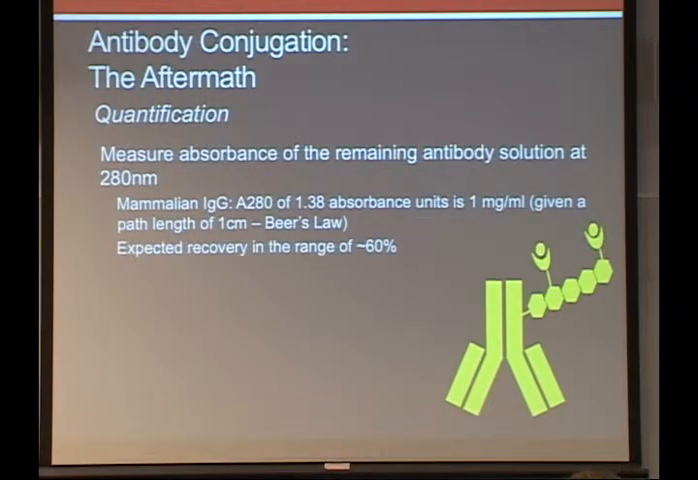Well, we generally like to quantify it to determine what concentration we have and what our yield was. So we do this using a spectrophotometer like a nanodrop, measure the absorbance of IgG at 280 nanometers. And what we expect at the end of this process is generally a yield in the range of 60%. So for the 100 micrograms of antibody that you start with, you'll end up with about 60 at the end of the day, which isn't too bad.